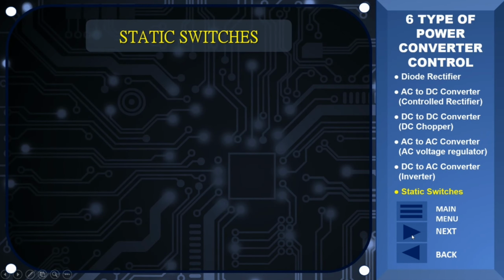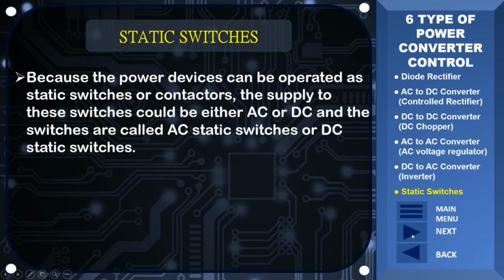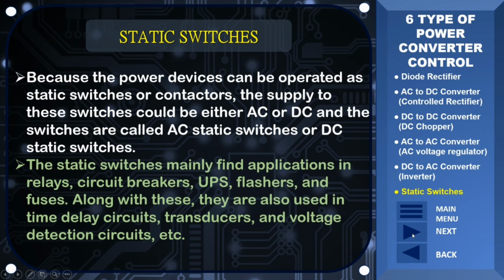Static converter. Because the power devices can be operated as static switches or contactors, the supply to these switches could be either AC or DC, and the switches are called AC static switches or DC static switches. The design of power electronics converter circuits requires design of the power and control circuits. The voltage and current harmonics that are generated by the power converters can be reduced or minimized with a proper choice of the control strategy.